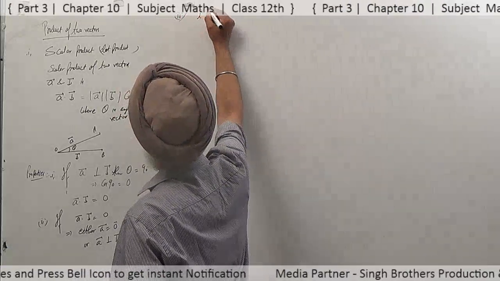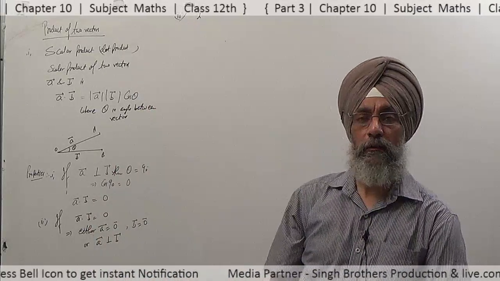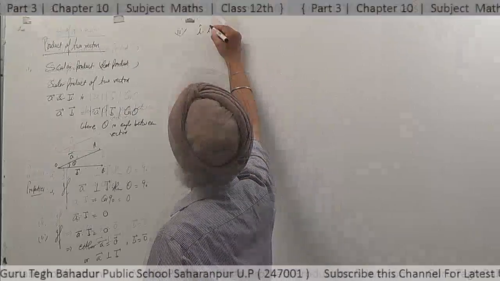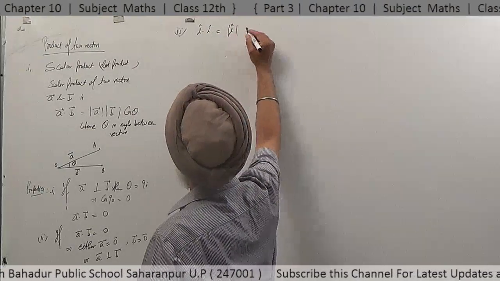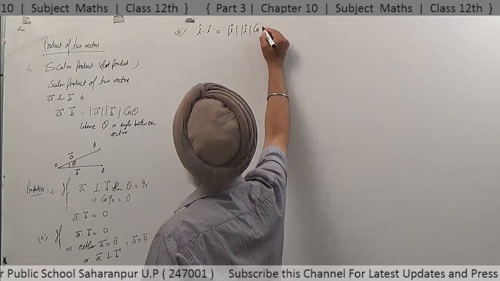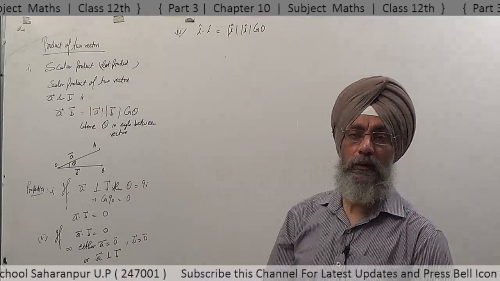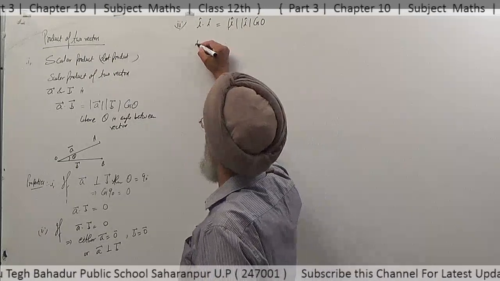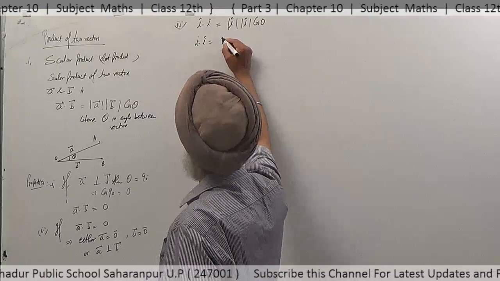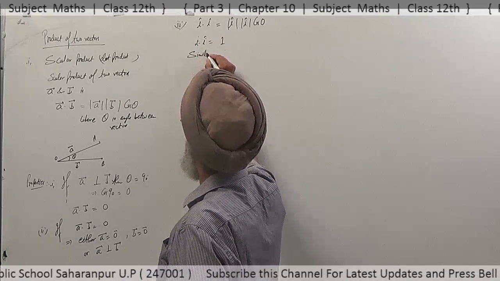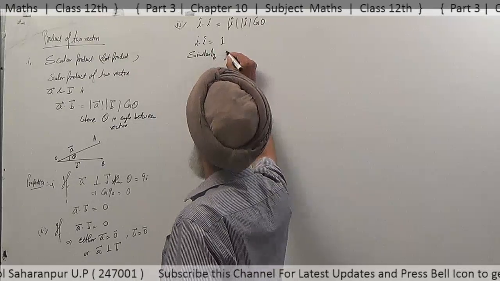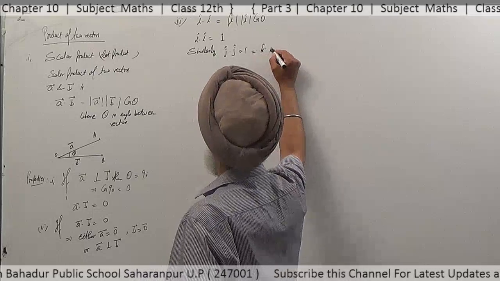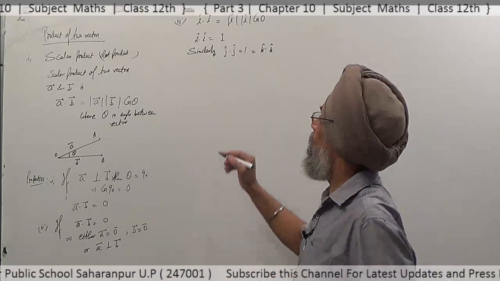Now i cap is a unit vector in the direction of the x axis. If we take i cap dot i cap, it becomes magnitude of i into magnitude of i into cos 0. Why? Because both are like vectors, so the angle between them is 0, and cos 0 is 1. The magnitude of a unit vector is 1. It means that i dot i is equal to 1. Similarly, j cap dot j cap is 1, k cap dot k cap is also 1.